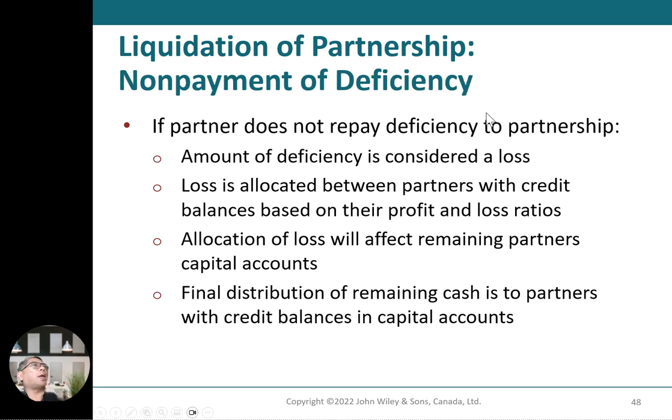Okay, if the partner does not pay the deficiency to the partnership, the amount of deficiency is considered a loss. Loss is allocated between partners with credit balances. Let's say there's a loss of 10,000. So each partner will take 5,000 cut for the other, if the other partner does not pay. Okay, allocation of loss will affect remaining partners, and the final remaining cash goes to partners with credit balance in the capital account. This is the key part, okay, guys. There's a liability in the claim if there is a partner who goes deficient. So that's one of the drawbacks, a disadvantage of having a partnership like this because of the liability side.